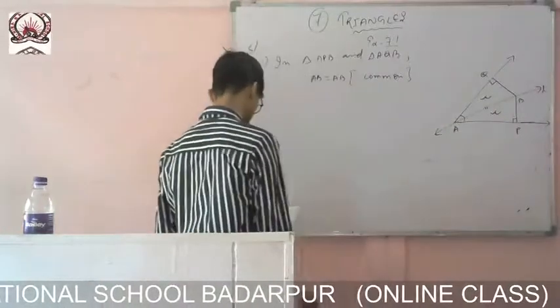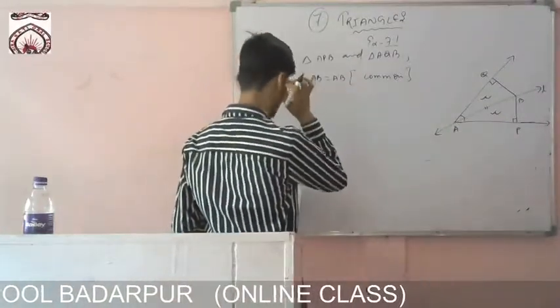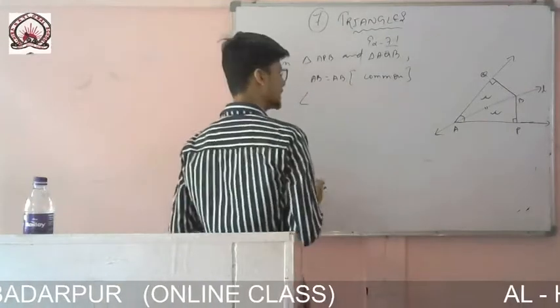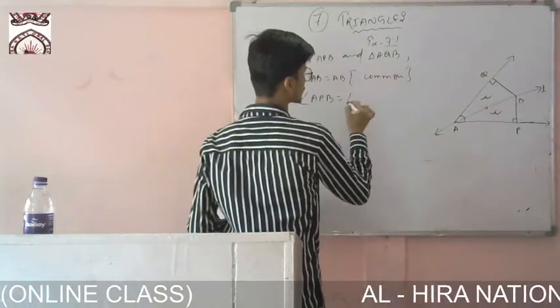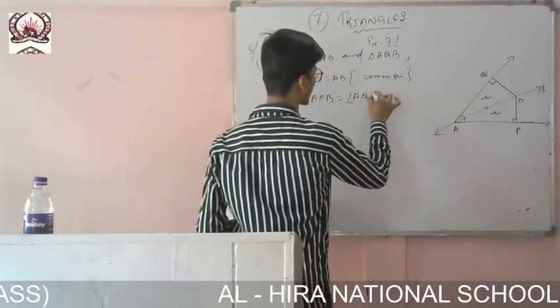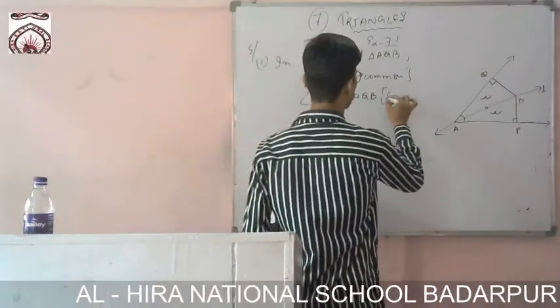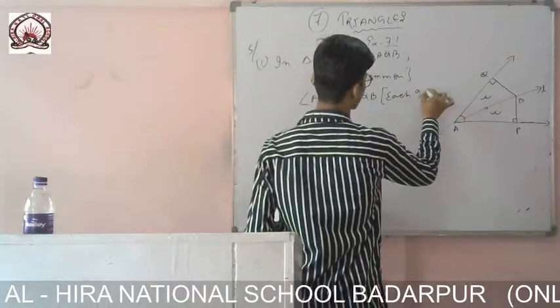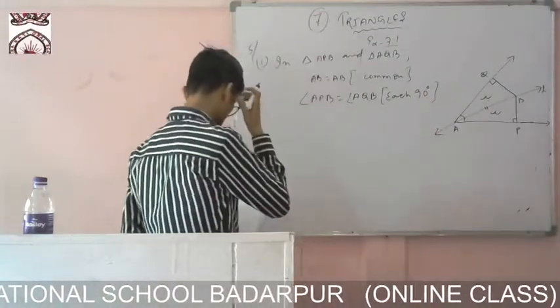Then you see these two are given perpendicular. That means these two will measure how much? 90 degrees. So let me write them. Angle APB will be equal to angle AQB, and the reason will be: each angle measures 90 degrees. So you write each 90 degrees.